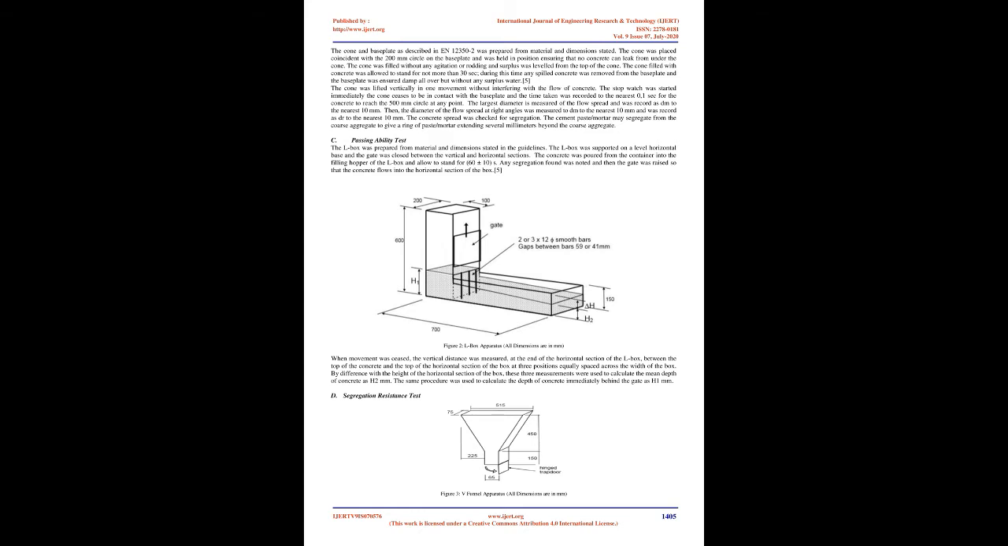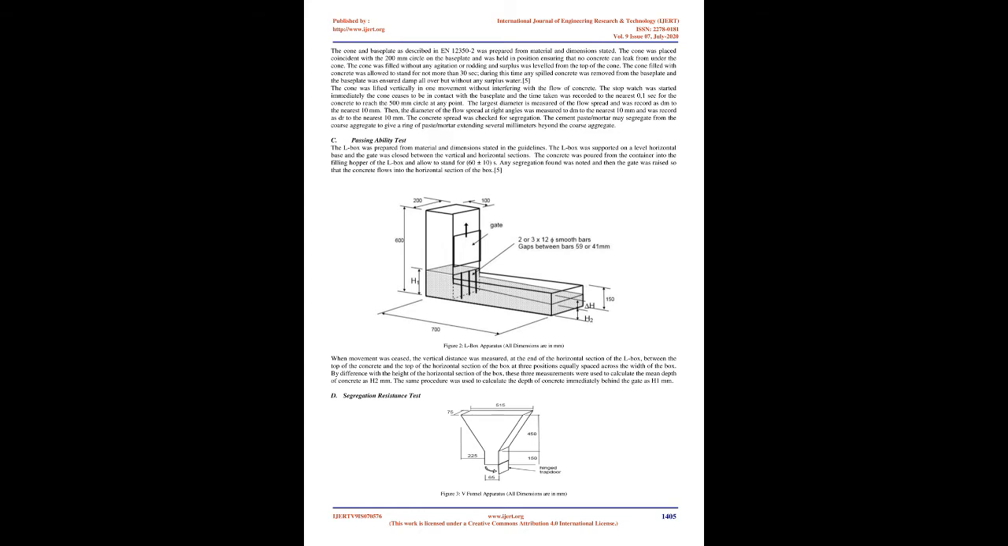B. Filling ability test. Figure 1, slump flow apparatus, all dimensions are in mm. The cone and base plate as described in EN 12350-2 was prepared from material and dimensions stated. The cone was placed coincident with the 200 mm circle on the base plate and was held in position ensuring that no concrete can leak from under the cone. The cone was filled without any agitation or rodding and surplus was leveled from the top of the cone.